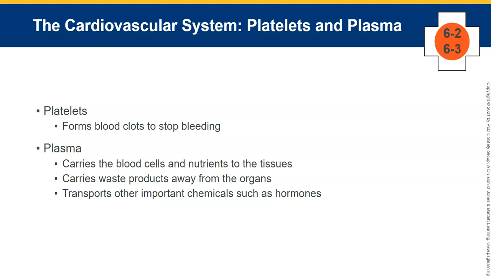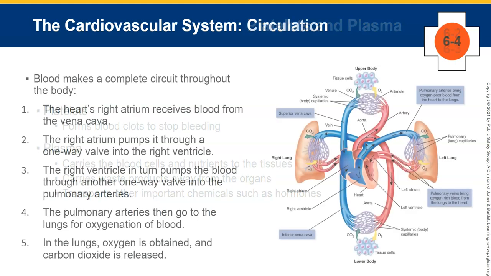All right, platelets and plasma, the last two of the four parts. Platelets form blood clots that help stop bleeding. And plasma carries the blood cells and nutrients to the tissue and carries waste products away from the organs.